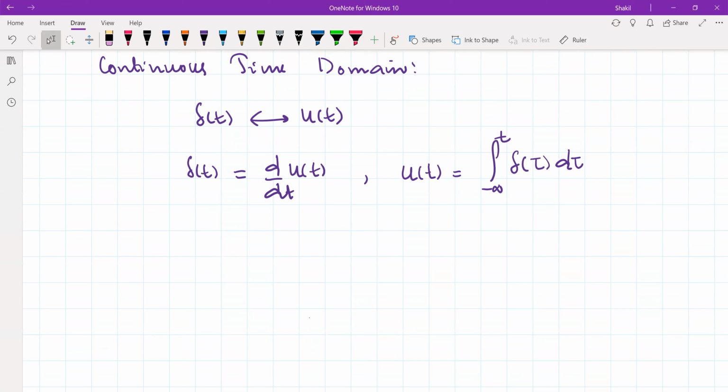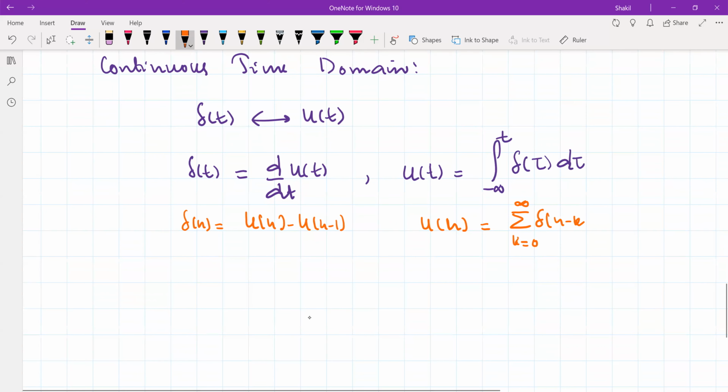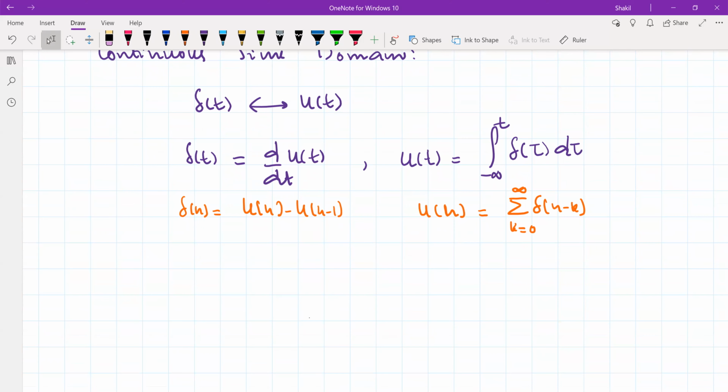Now have a look at this and compare it with the discrete terms. Delta of n is u of n minus u of n minus 1, and u of n is the summation, k running from 0 to infinity, of delta of n minus k. So this is the relationship in continuous time and discrete time.